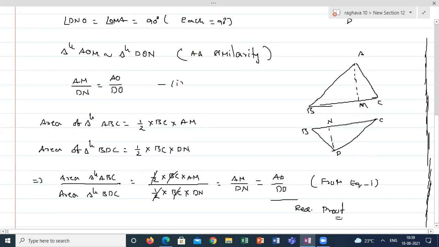Understood how I proved this one? Students, are you clear? Anyone having any doubts in this? Shall I go for one more question? Yeah. And moving to the next one.